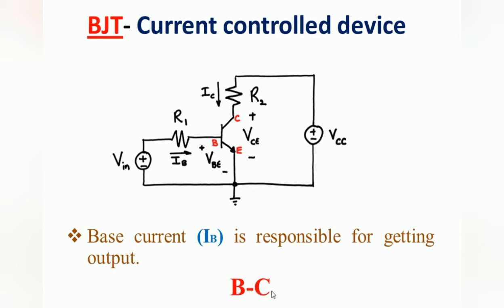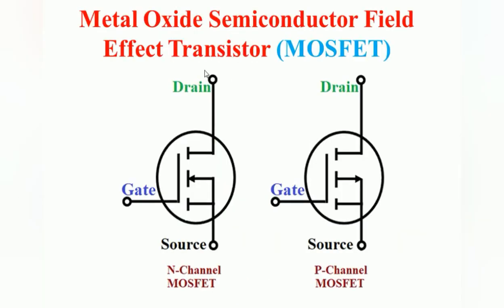So the BJT is the current control device. Next one is the MOSFET. The expansion for the MOSFET is the metal oxide semiconductor field effect transistor. This is the symbol. So there are two types of MOSFET, N channel and P channel.